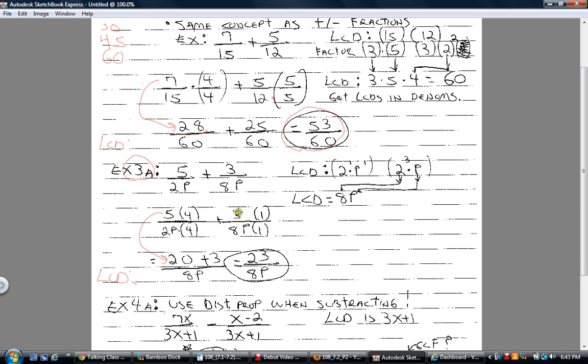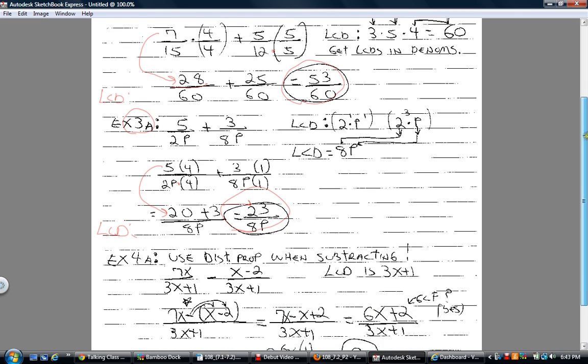Okay, now over here, 8p times what is 8p? Itself. So stack the ones. Now this is a little bit of redundancy, but just follow the technique. 3 times 1 is 3, which means you just left it alone. 20 plus 3 gives you 23 divided by 8p, because 8p was the LCD. And that's your answer. Okay.